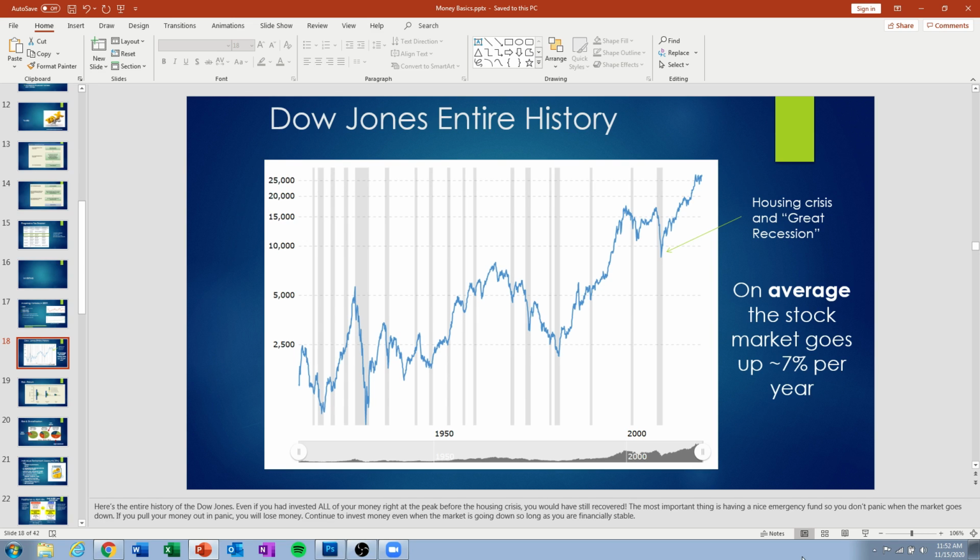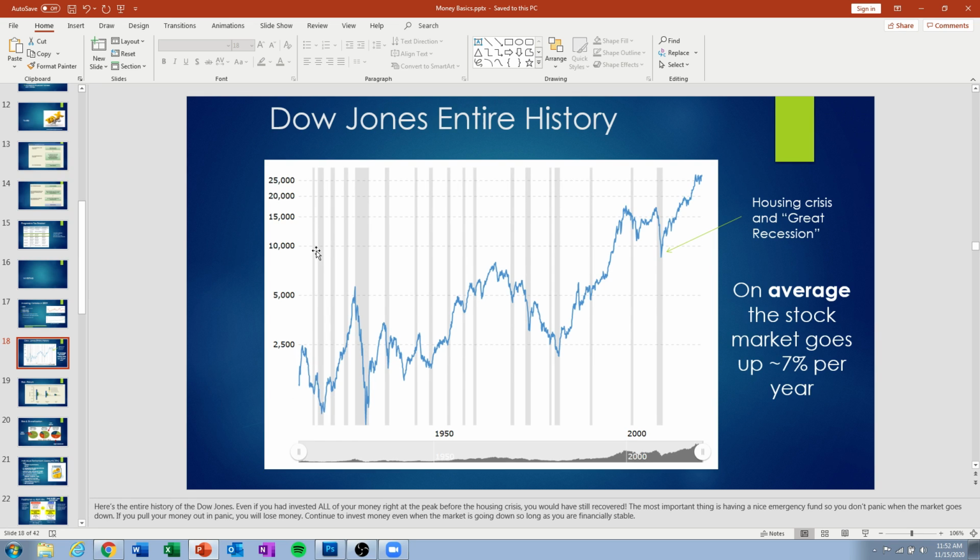But touching on what Alec was just talking about, this is just the Dow Jones. It's not the entire stock market, but it gives you an idea. It's just an index that tracks a lot of different stocks. And on average, it looks like roughly the stock market goes up about 7% per year. Looking at this chart, it looks like it starts around maybe 1900 or so.